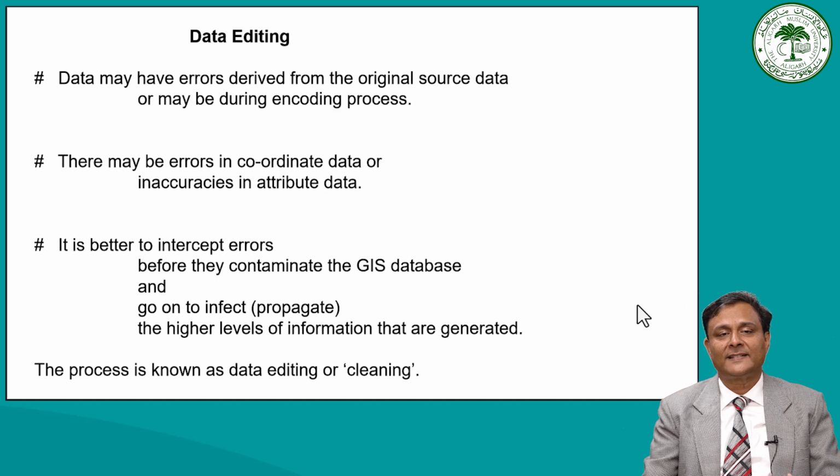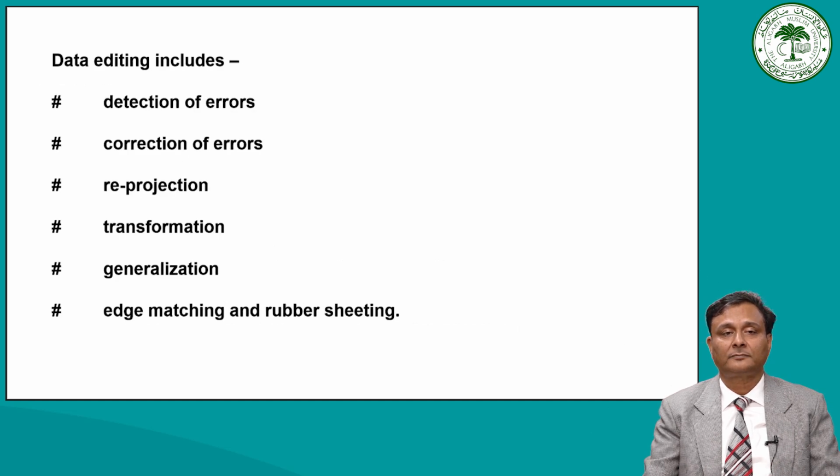So it is better to intercept errors at the beginning itself, because they will contaminate the database, and the errors will propagate and enlarge as we move further while processing the spatial information. And this process of cleaning is known as data editing, and this is a very crucial point of spatial information science when we are using data from different sources.